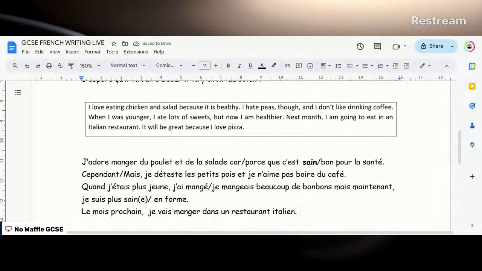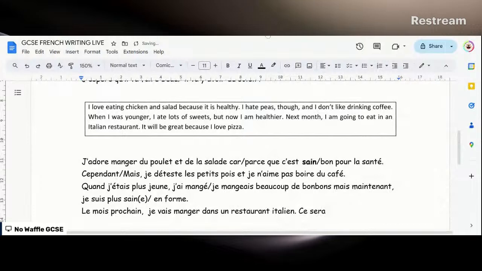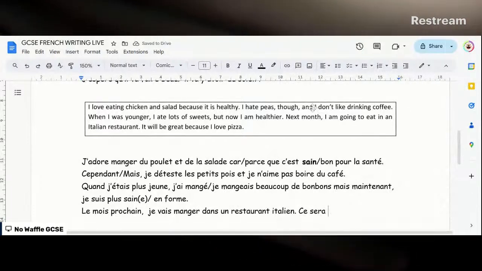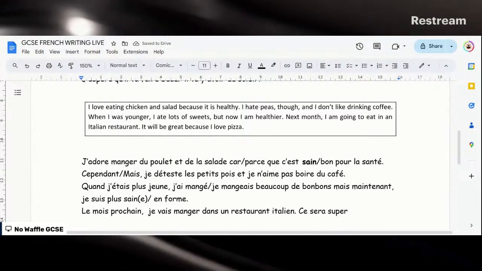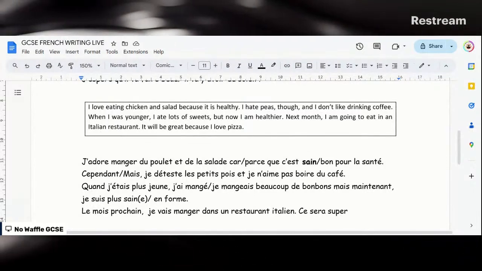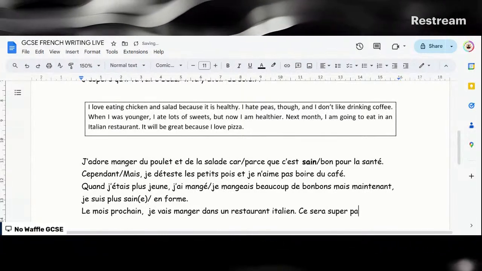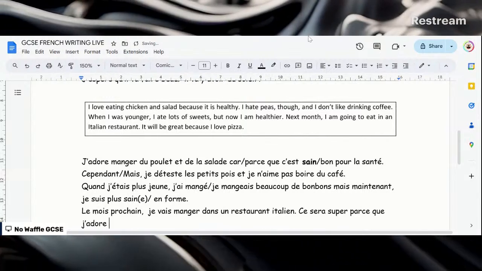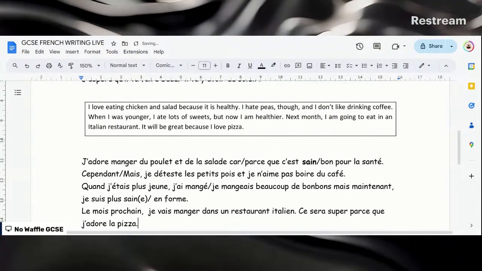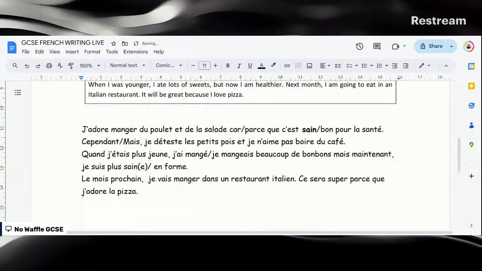It will be great because I love pizza. So that's going to be ce sera. It will be. And then what great. You can say génial or super. Formidable, chouette, any of those. Because I love pizza, c'est parce que j'adore la pizza. I remember it's la pizza because pizza is feminine in French. This is applicable for any exam board.